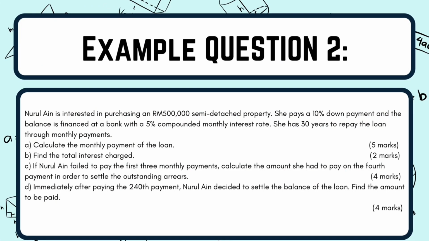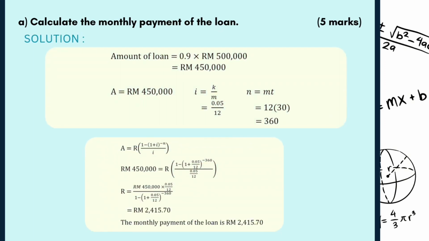For question 2, part A, they said, Nurul Ain is interested in purchasing an Rm 500,000 semi-detached property. She pays a 10% down payment and the balance is financed at a bank with a 5% compounded monthly interest. She has 30 years to repay the loan through monthly payments. The first question is to calculate the monthly payment of the loan. For this question, we need to find the actual amount of loan. Nurul Ain paid 10% down payment, so the new amount of loan is 0.9 multiplied by Rm 500,000. We will get Rm 450,000.